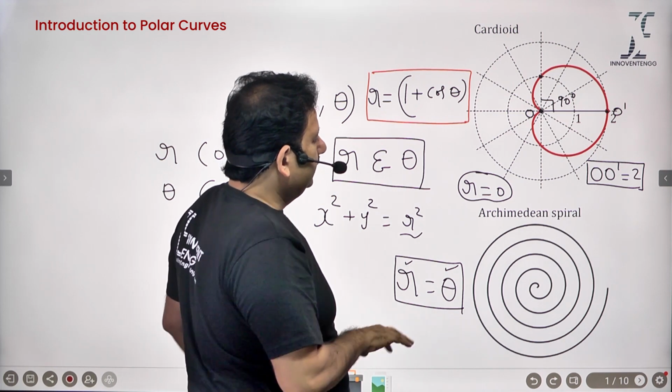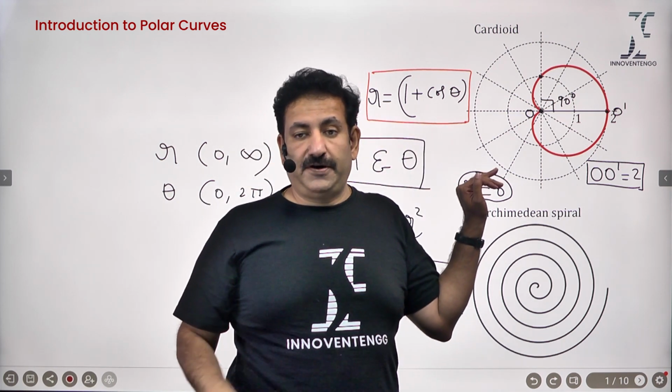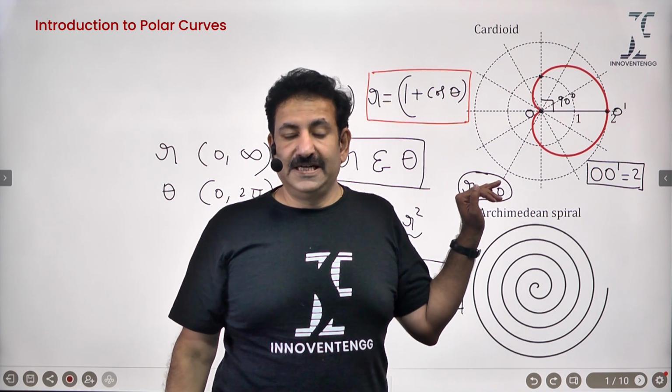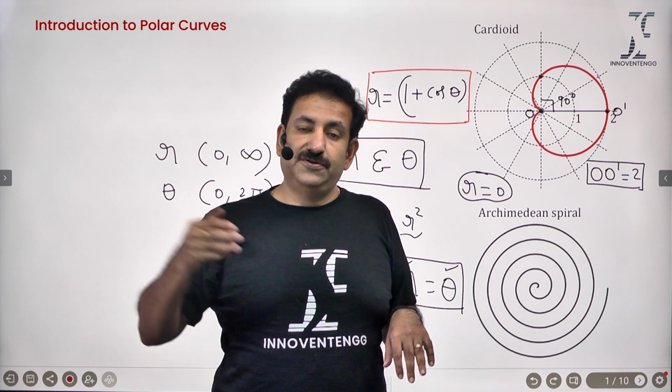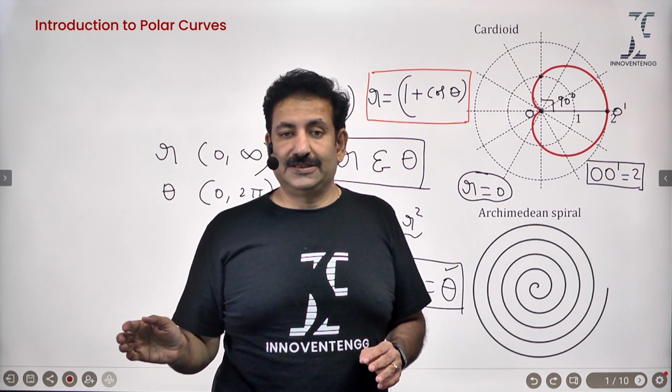So that was a basic understanding of the polar representation of a curve. Let's move on and understand how to convert from Cartesian to polar or polar to Cartesian. So let's get started.